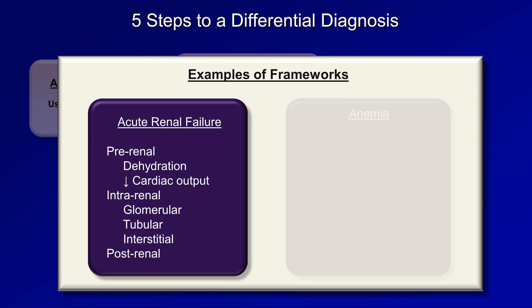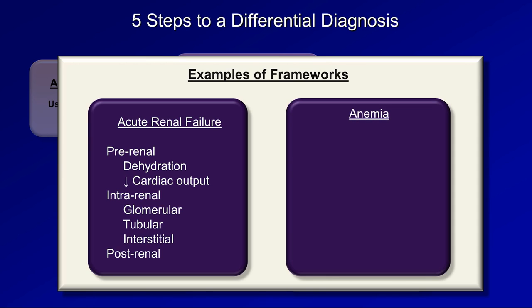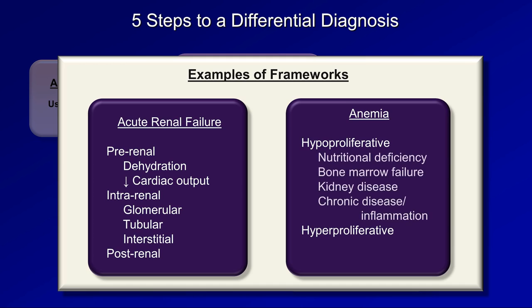Another example of a framework, this time for anemia, divides the etiologies into hypoproliferative and hyperproliferative. Hypoproliferative anemias can be from nutritional deficiencies, bone marrow failure, kidney disease, or chronic disease and/or inflammation. Hyperproliferative anemia can be from acute blood loss or hemolysis.